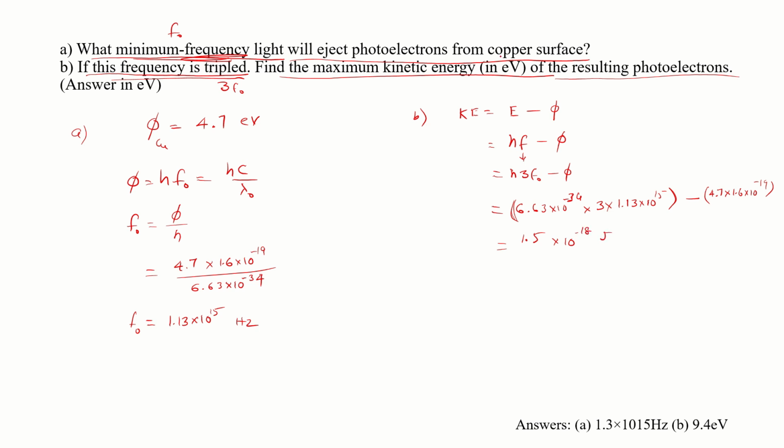Again, they asked us to find it in electron volts. Joule to electron volts is very easy: just divide the joule by 1.6 times 10 to the power of minus 19. So the answer is around 9.4 electron volt.